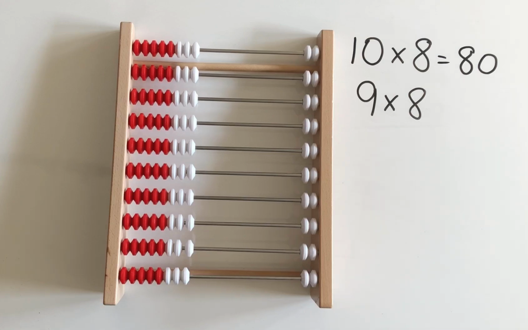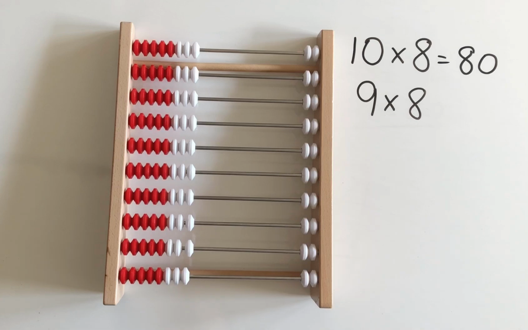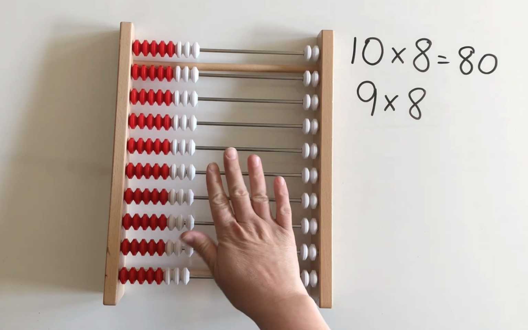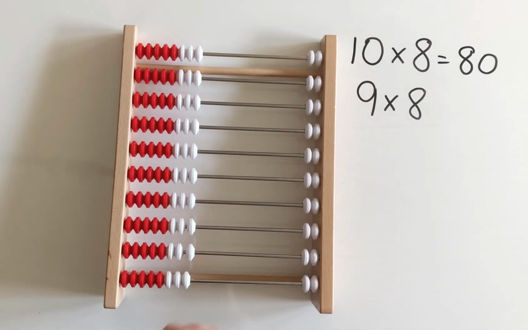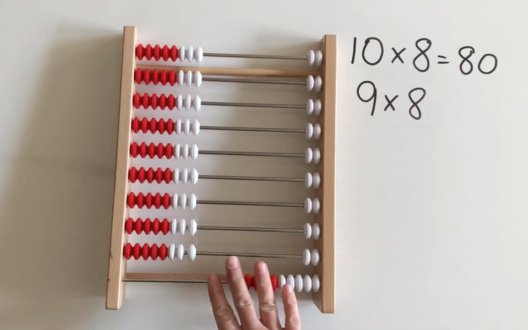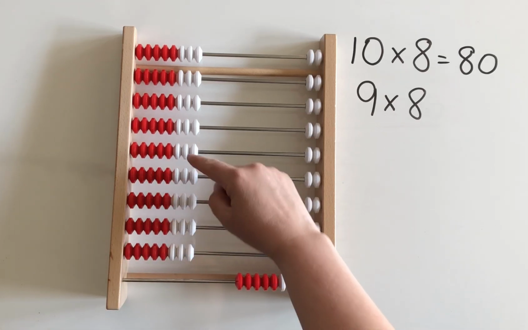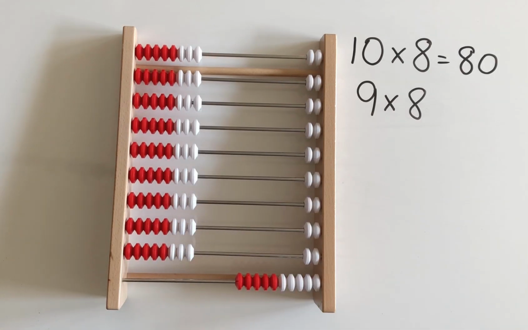Now, what would we do if we wanted to figure out 9 groups of 8, or 9 times 8? Do you think that we should put these all back and start from scratch again? Or is there an easy way to make 9 times 8 from what we have here on the Rekenrek? So one way that I can think of is just to subtract one group of 8, right? So we had 10 groups of 8. Now we only want 9 groups of 8, so we'll just take away one group of 8. And now we are left with 9 groups of 8.